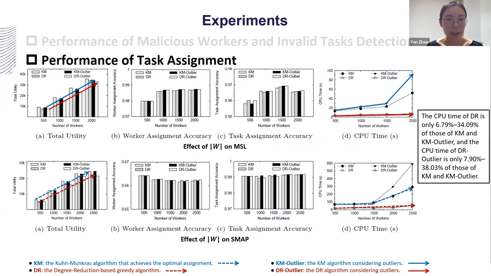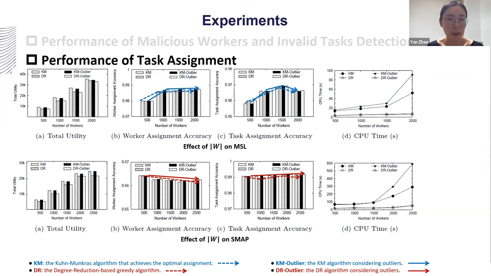For the performance of task assignment, although our degree reduction related methods generate less utility than the KM related methods, which achieve the optimal assignment, our methods are much faster than the KM methods, which demonstrates the superiority of our method for solving the streaming task assignment problem. For the worker and the task assignment accuracy, the outlier-based methods outperform others in most situations, showing the advantage of considering outlier detection in crowdsourcing.